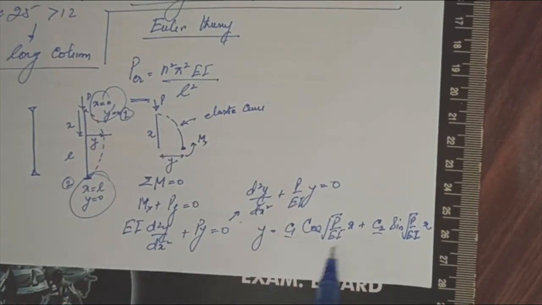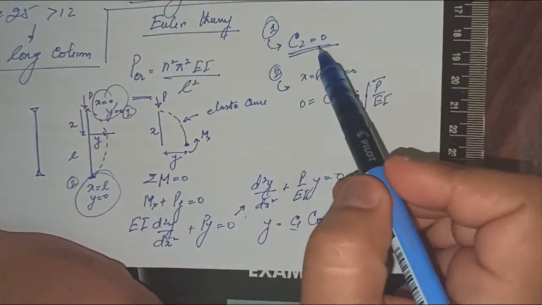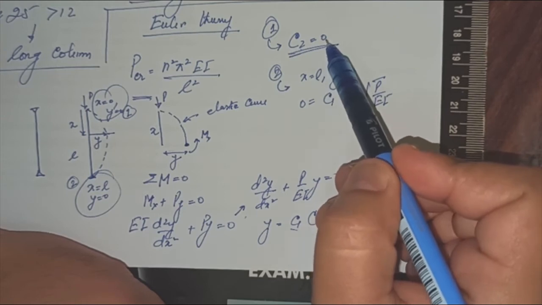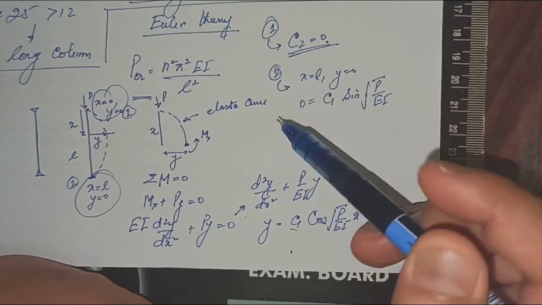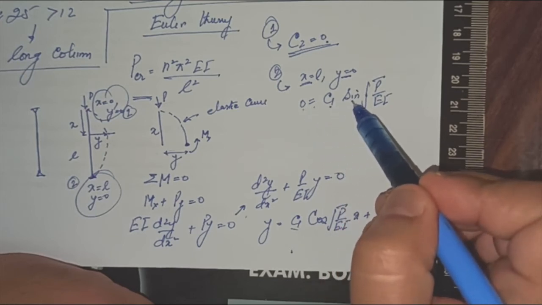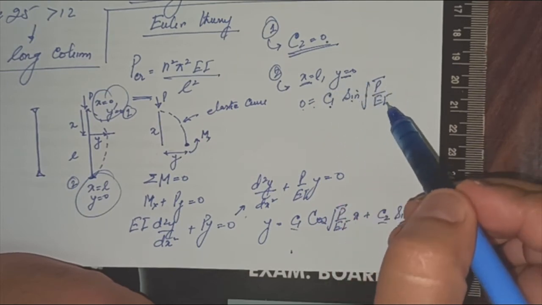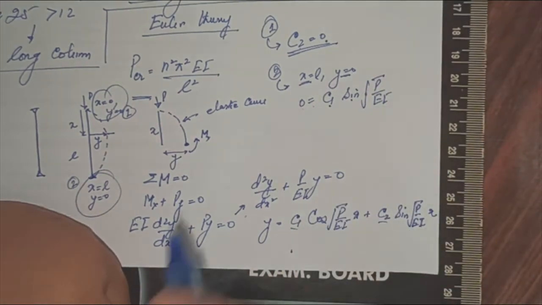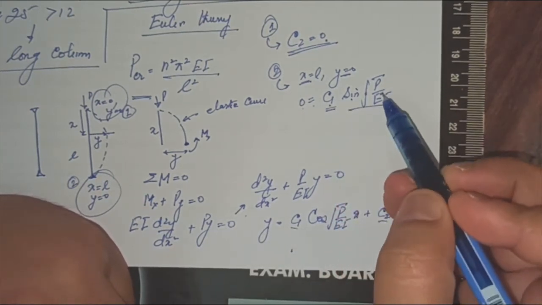In this case, you can put these boundary conditions one by one and obtain the values of C1 and C2. On applying the first boundary condition to this equation, you'll get C2 equals 0. For the second boundary condition, x equals L, y equals 0, you'll get 0 equals C1 sine of square root of P upon EI times L. At this point, either C1 is 0 or sine of square root of P by EI L is 0.